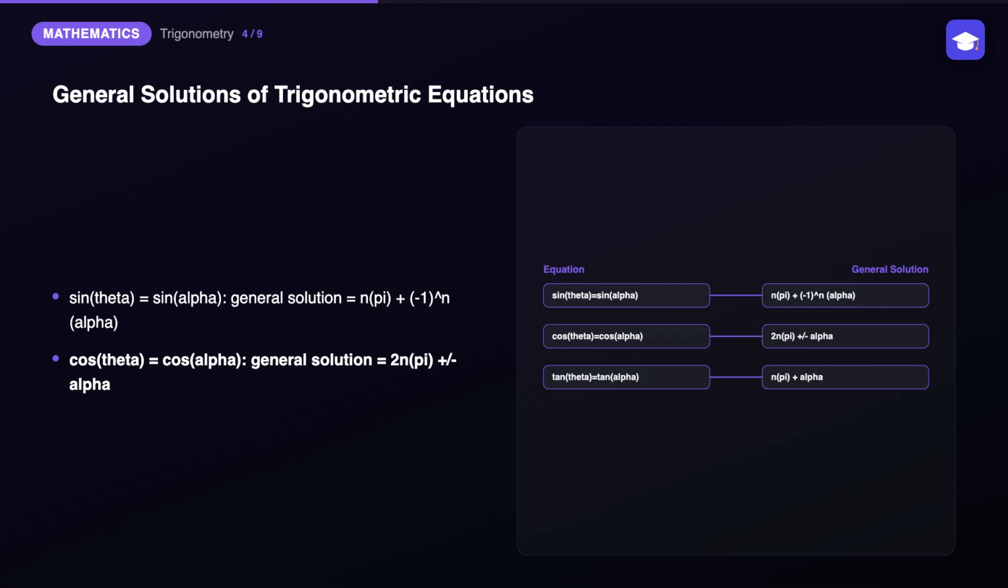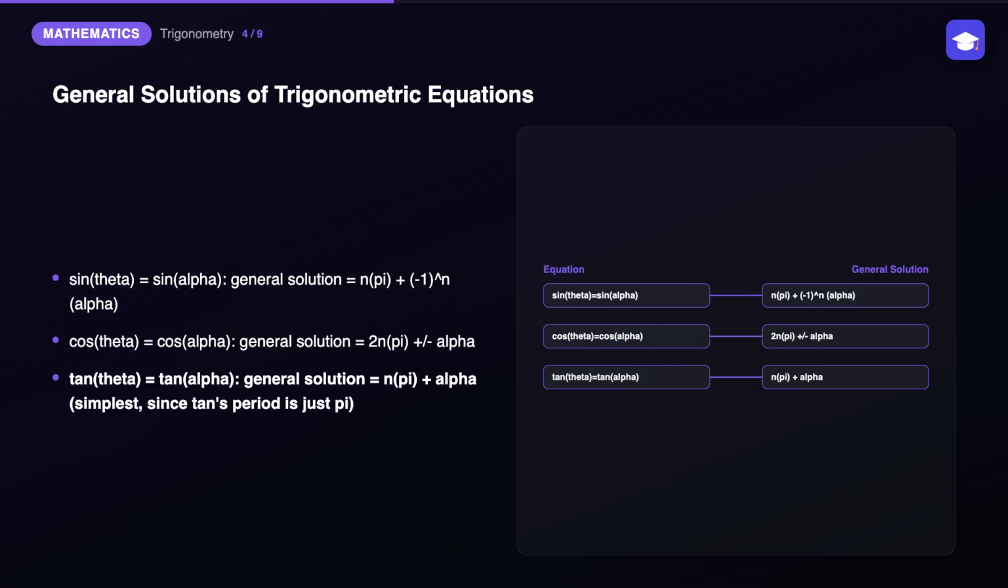four quadrants simultaneously. For cosine theta equals cosine alpha, the general solution is theta equals 2n pi plus or minus alpha. And for tangent theta equals tangent alpha, it's simply theta equals n pi plus alpha. This particular tangent case is notably the simplest of the three, precisely because tangent's own fundamental period is only pi, rather than the longer 2 pi period that both sine and cosine share.